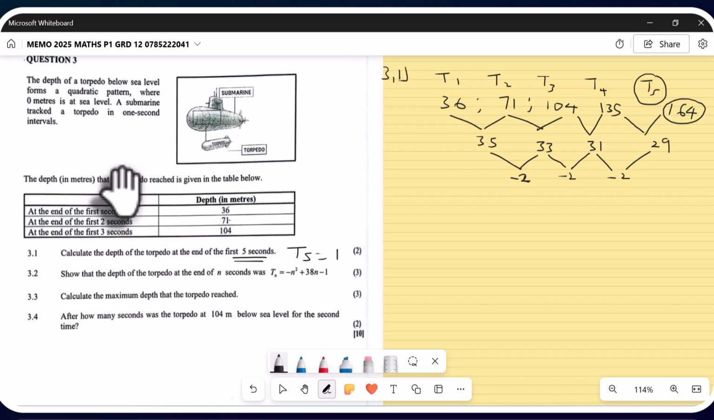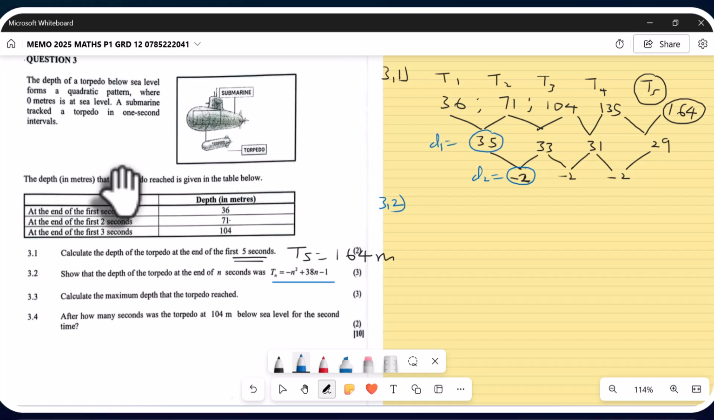So they say show that the depth of the torpedo at the end of the n seconds is Tn equals minus n squared plus 38n minus 1. Now, being quadratic, what do we know? We have a second constant difference, which we call D2. This is our D2 here. Our first difference, which we call D1, that's 35 here. And then the first term was 36, which is T1.